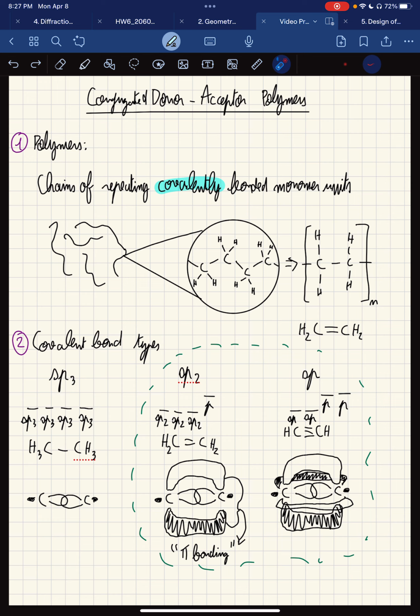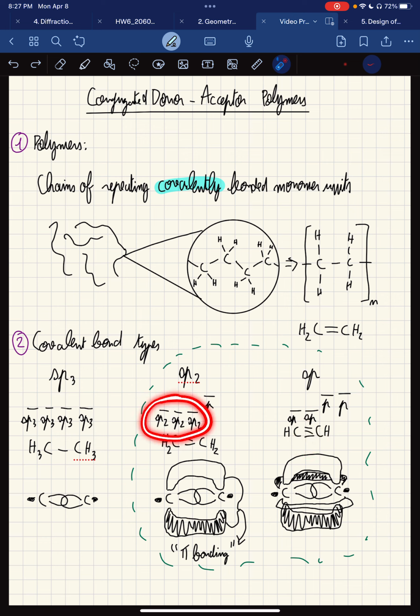There are different covalent bond types or hybridizations. We have sp3, sp2, and sp. sp2 and sp will be the ones we'll be focusing on. sp2 is defined with double bonds and sp with triple bonds.